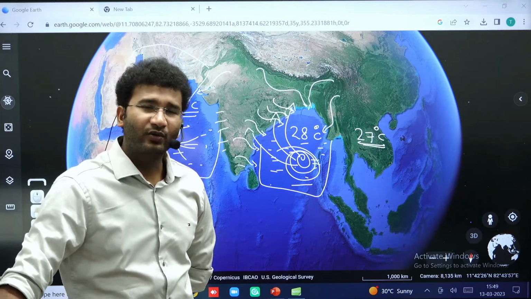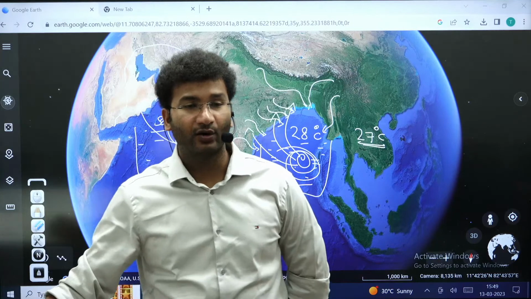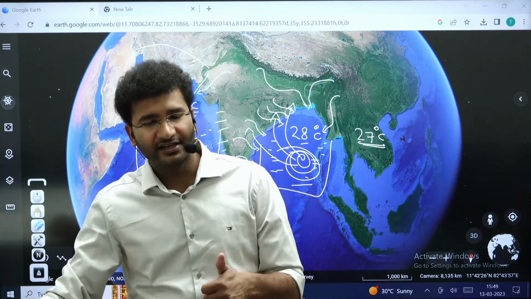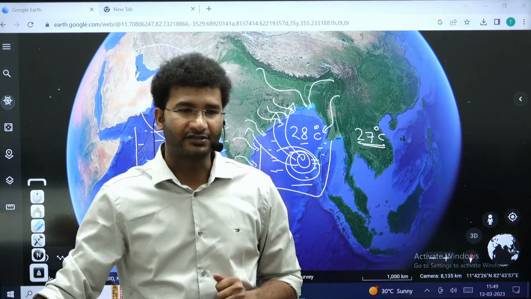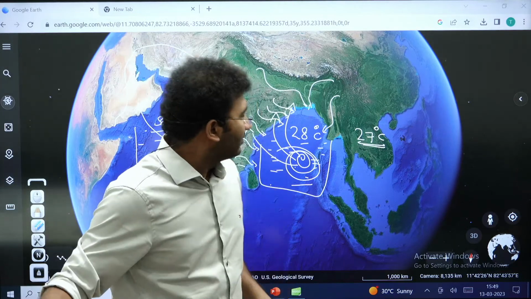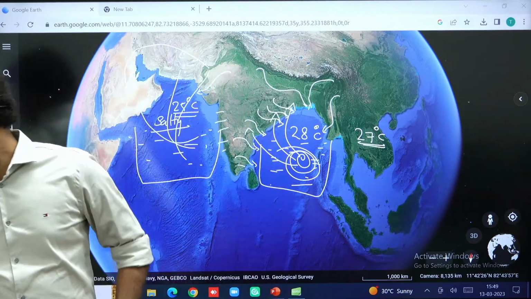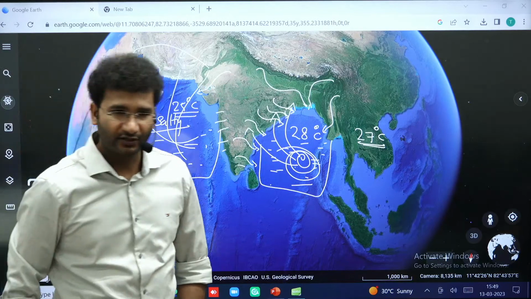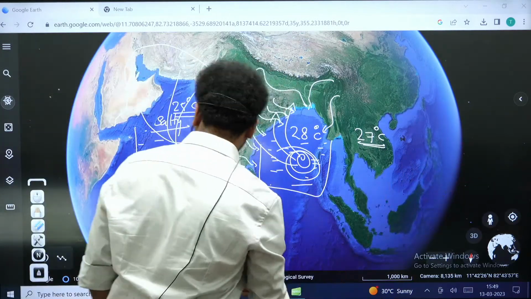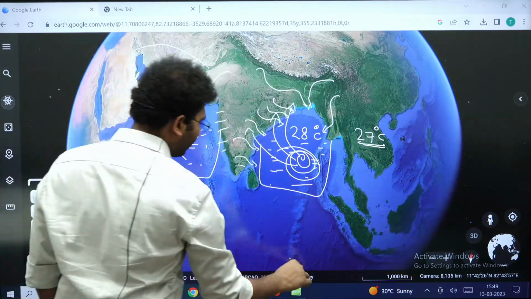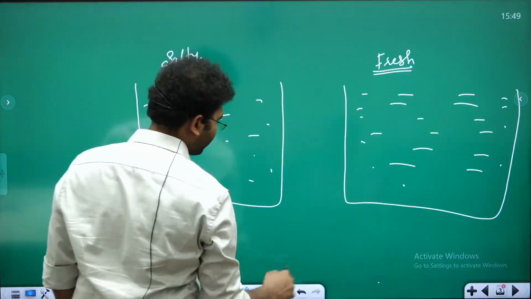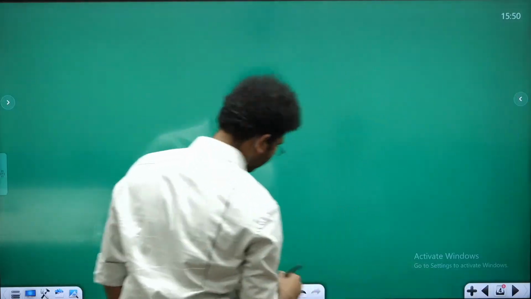Now let us try to understand the linkage between salinity and temperature. Suppose, यहाँ तक clear है? Any doubts? Are you clear with this? So let's go further. Now we'll try to understand the concept of salinity and temperature.